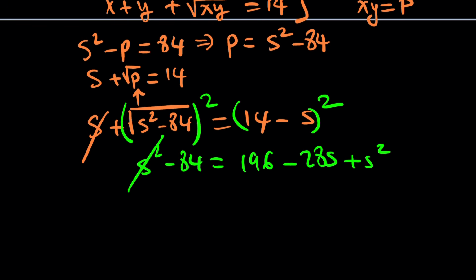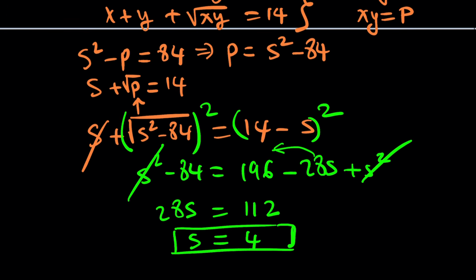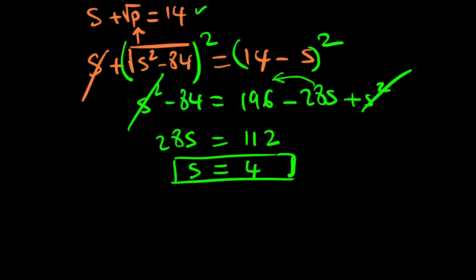Now, like I said earlier, s squared cancels out, leaving us with something nice. Let's go ahead and bring this over here. 28s equals 196 minus 84, which is 112, I think, right? And from here, s equals 4. If you divide 112 by 28, you get 4. Make sense? Great. So we got the value of s. Can we get the value of p? Easily. You can either use the first equation or the second one. Doesn't really matter.